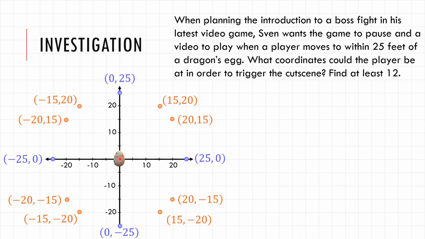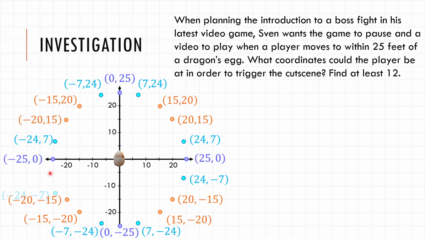And yet another Pythagorean triple that I found that has a hypotenuse of 25 is 7 and 24. So with side lengths of 7 and 24, 7 squared plus 24 squared does give us 25 squared. And just like these two, I can also flip the x and y coordinates or make them negative, and I can find 4 more coordinates. So take a look at these. These could all be points where, if the player's coordinates are exactly that, the dragon's egg will hatch and the video will play.